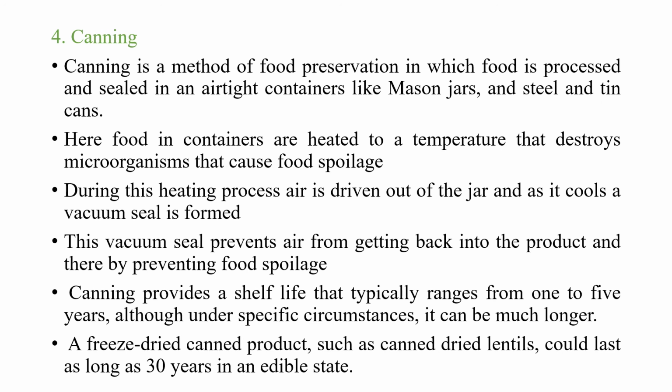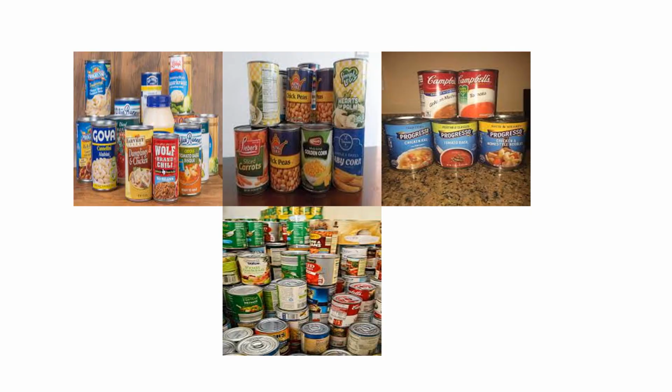And coming to the shelf life, it usually ranges from 1 to 5 years. Under some specific circumstances, there can also be a much longer shelf life. In the case of canned dried lentils, it can be stored up to 30 years in an edible state. These are some images of canned food items.